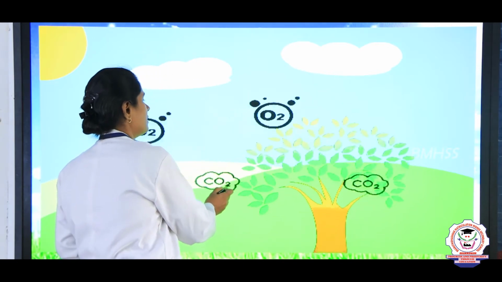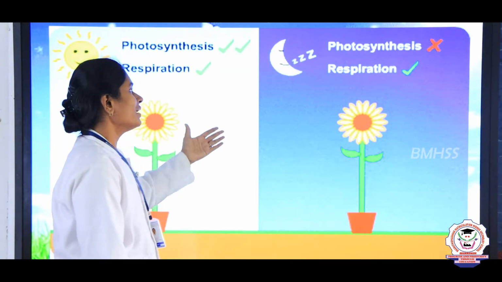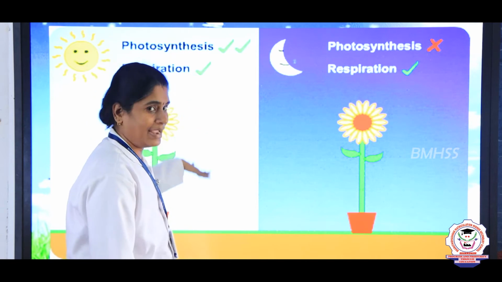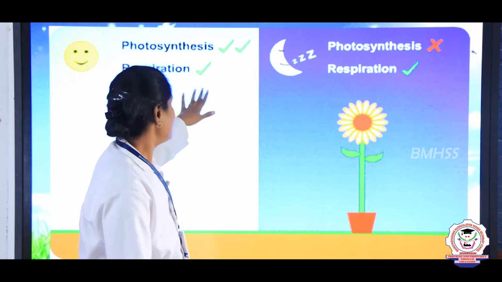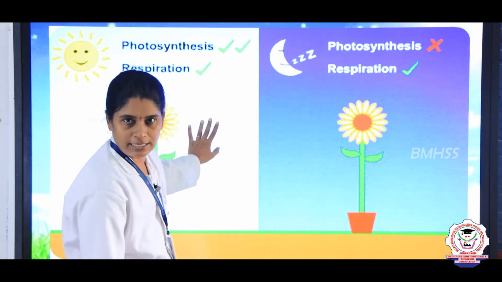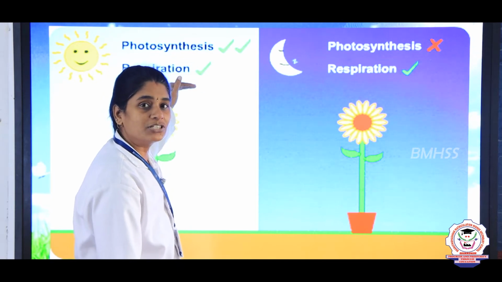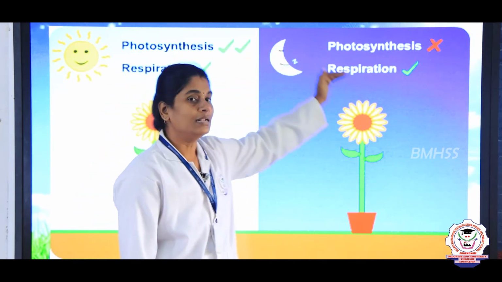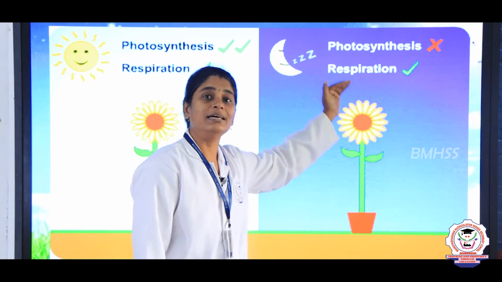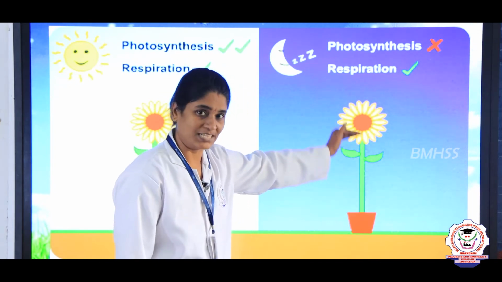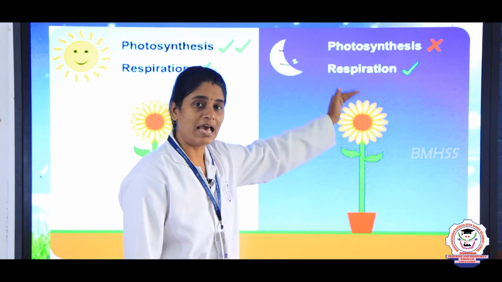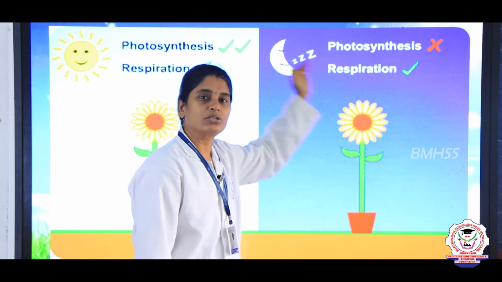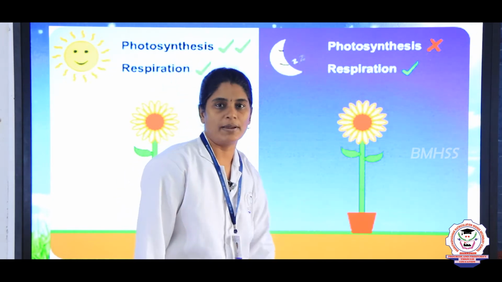So in plants, during the daytime photosynthesis takes place as well as respiration takes place, but more than respiration, photosynthesis will occur maximum, and in the night time the photosynthesis will not take place and respiration takes place, wherein the plants take in the oxygen and they give out the carbon dioxide.